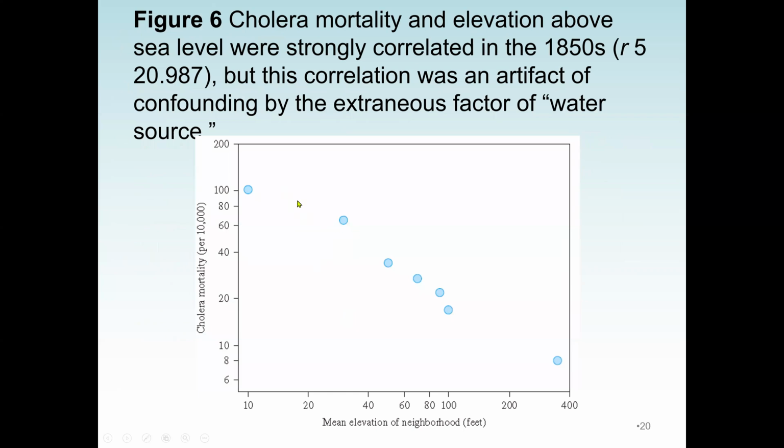So this is again the diagram for the cholera mortality and elevation above sea level. So we have the cholera mortality and the mean elevation of neighborhood.